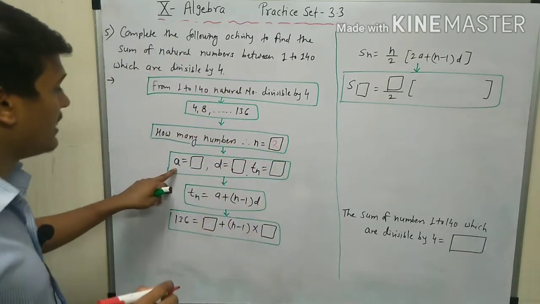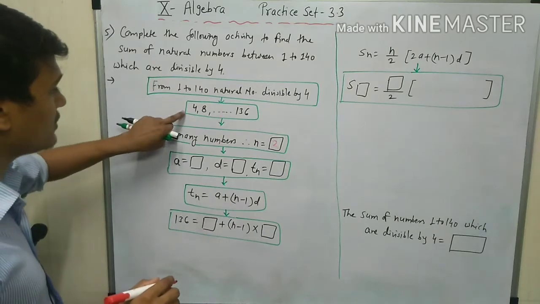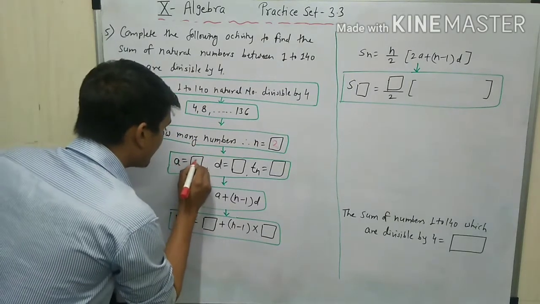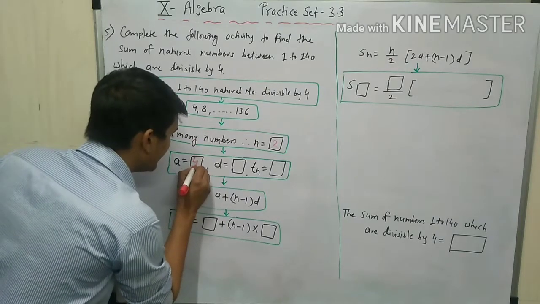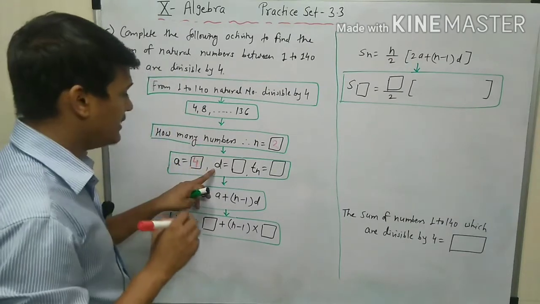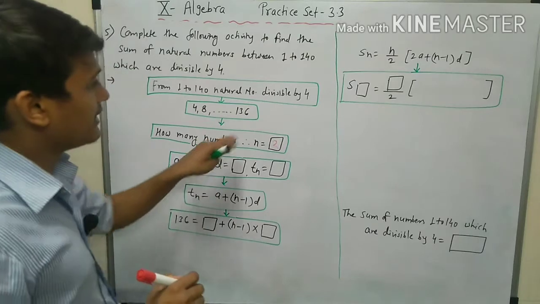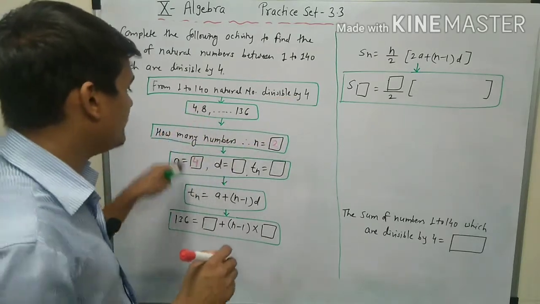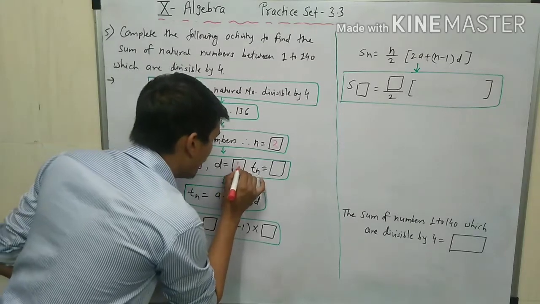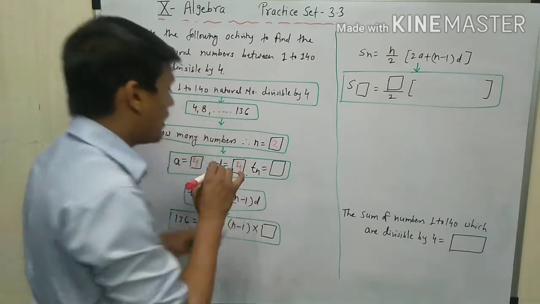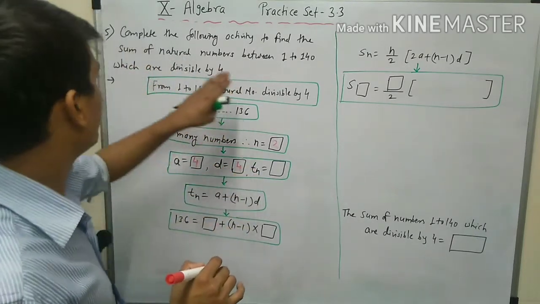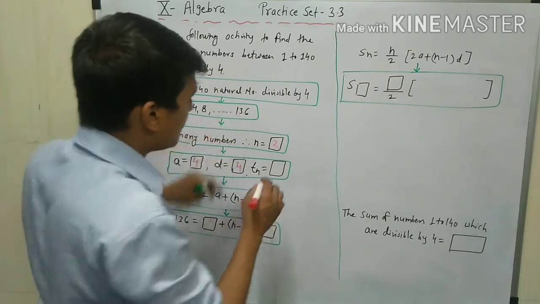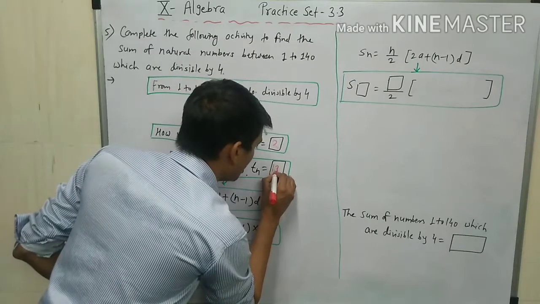Now what is the a value? It means the first term, the first number, a, which is also T1. The a value is 4. Now the d value. Divisible by 4 means 4 plus 4 is 8, so the common difference is 4. We write here 4. Now Tn. Tn is the last number, the nth number, 136. We put here 136.